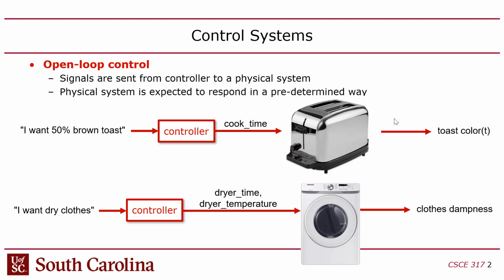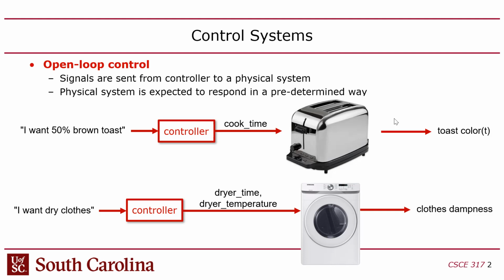Clothes dryers, in my experience, no matter what setting you put on, I almost always get damp clothes out. I don't get what I want, which is dry clothes out. So the problem here is that neither one of these devices has any way to evaluate the quality of the output and then compare that against what you want for the input, right? They don't have this in toasters.